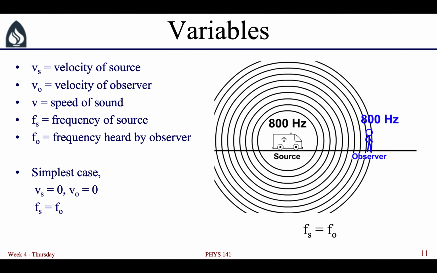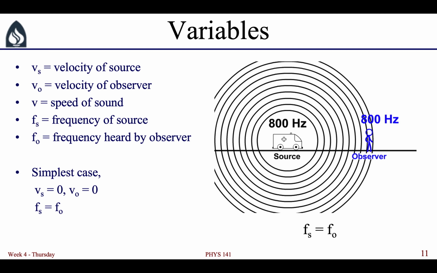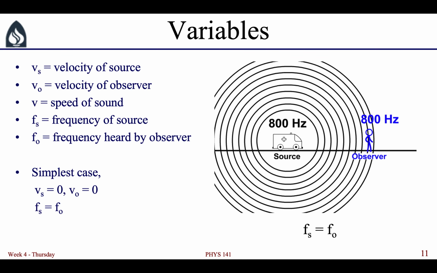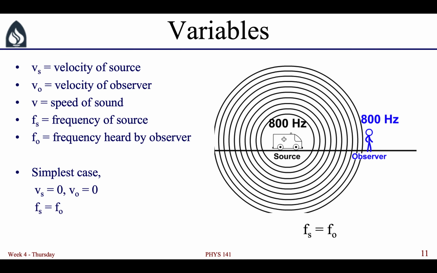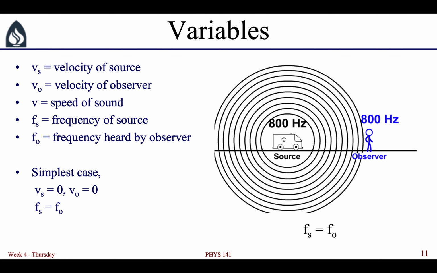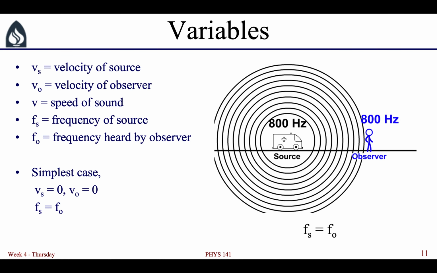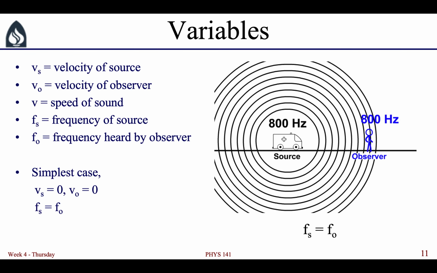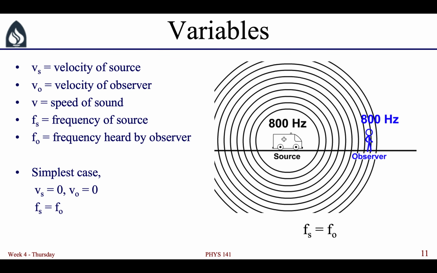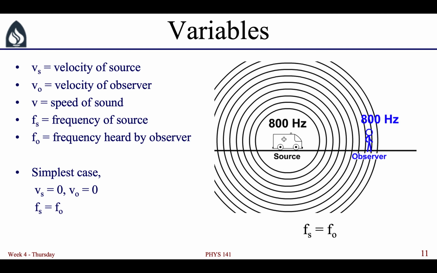The equations that allow us to calculate the Doppler effect have several variables, and it's important to know what the variables and their subscripts mean. First off, the source of the sound could be moving, and v sub s is the velocity of the source. It's also possible to get the Doppler effect by having the observer move, and v sub o is the velocity of the observer. Ordinary v with no subscript is the speed of sound.